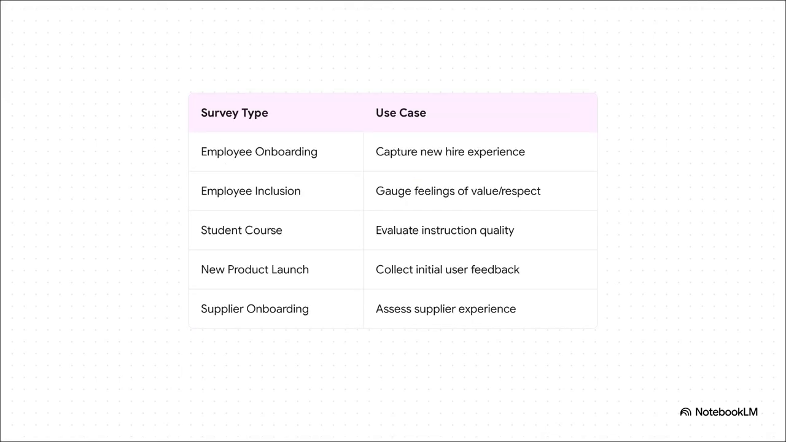And to help you get to that payoff as fast as possible, OnSurvey comes with a whole library of pre-built templates. Let's take a peek at the 6 that are ready to go right out of the box. And the variety here really shows you how flexible this tool is. Of course, you've got your HR essentials like onboarding and inclusion surveys, but you also have templates for things like student course feedback, a new product launch, or even supplier onboarding. It's clearly designed to be useful for the entire organization, not just HR.